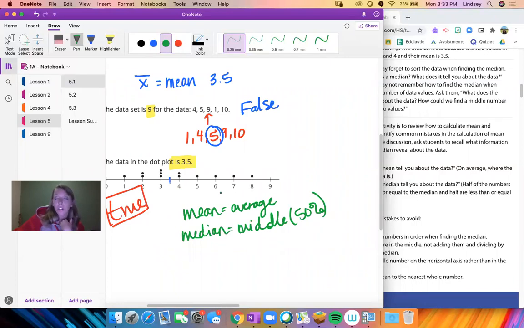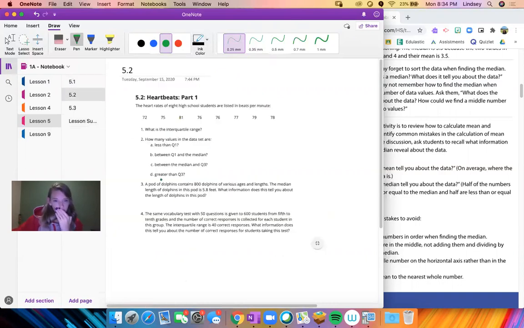But as we start to look into real world context, that middle point is going to be really important to determine, okay, well, half of this is greater than 50 and half of it is less than 50, or whatever. We'll look at some examples in a second. So go on to 5.2.